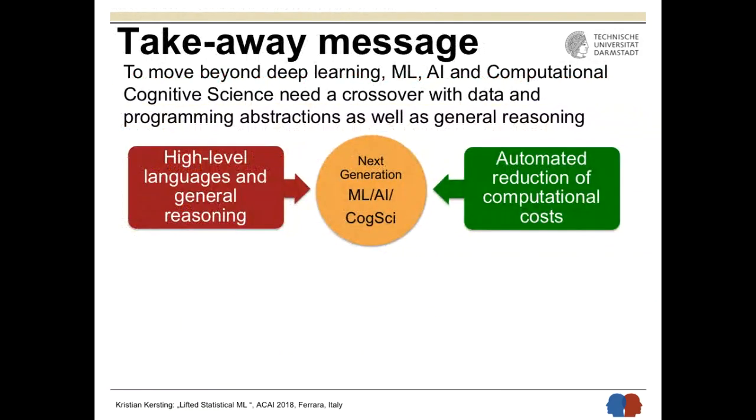So the takeaway message for the first part of my tutorial, but I hope also for the summer school in general, is that we have to get machine learning, AI, and also, in my opinion, but I will not touch much upon it, computational cognitive science closer together, and get a crossover with programming abstraction and data abstractions. We humans can do it, so machines should be able to do that as well.